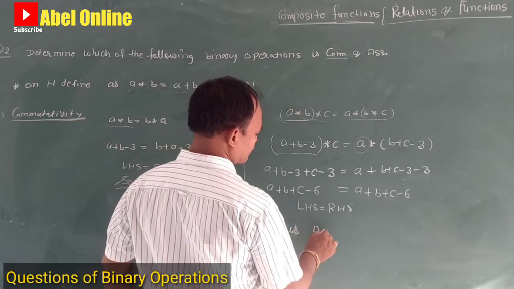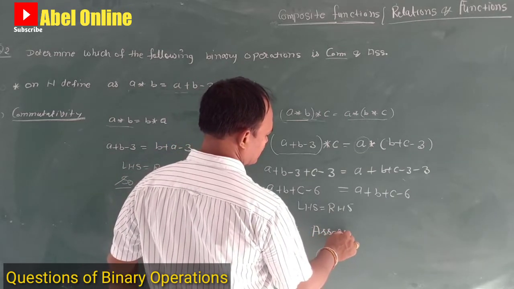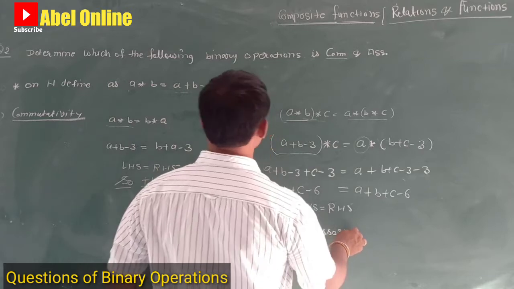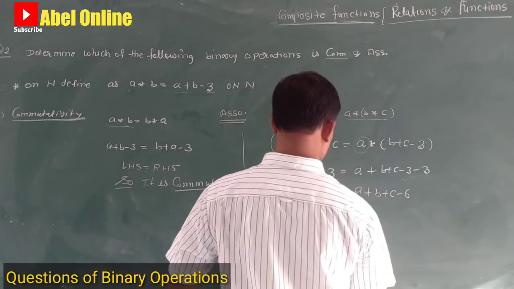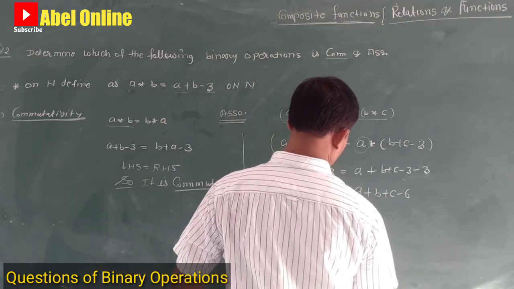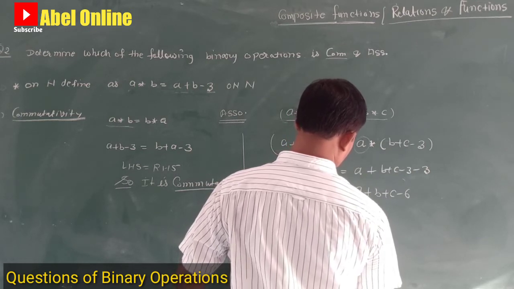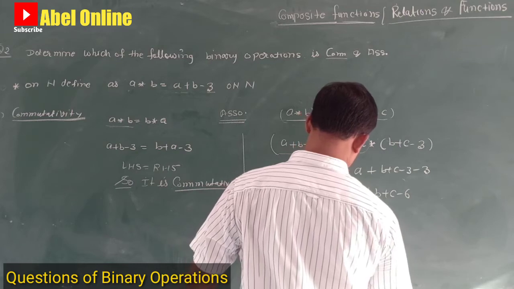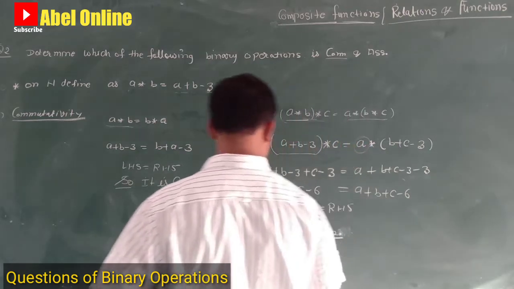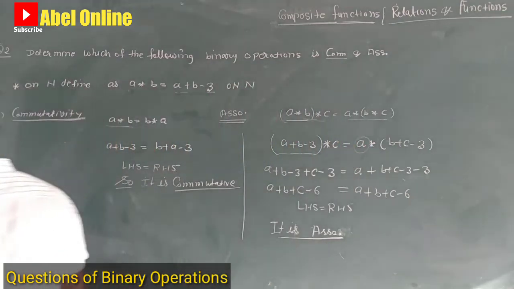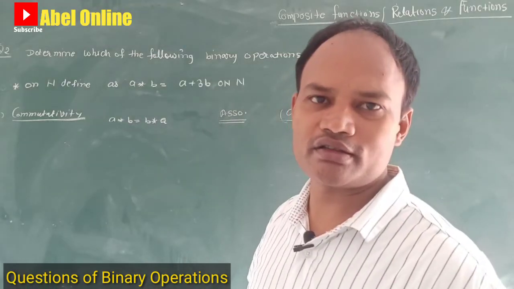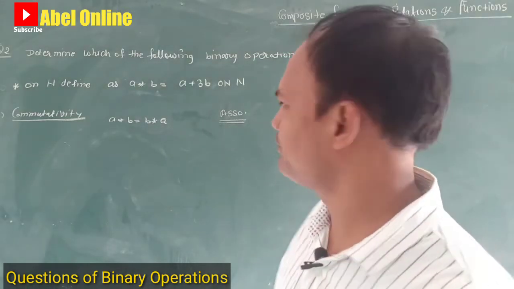So we can say that it is associative. Now you have to solve this in this exercise, commutative and associative.